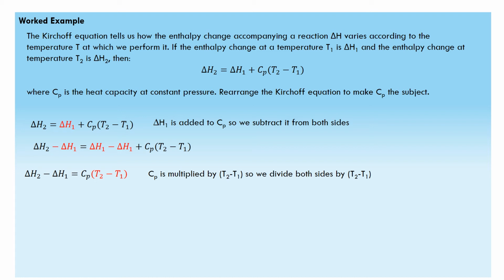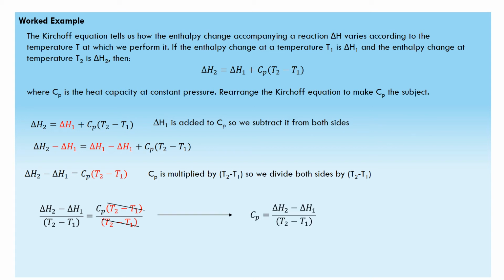And here Cp is multiplied by T2 minus T1. Remember here the T2 minus T1 is in brackets, so we're treating this as a compound variable. So we divide both sides here by T2 minus T1. And of course, when we do that, the T2 minus T1 on the right-hand side of the equation will very simply cancel out, and we are left with an expression that is solved for Cp.